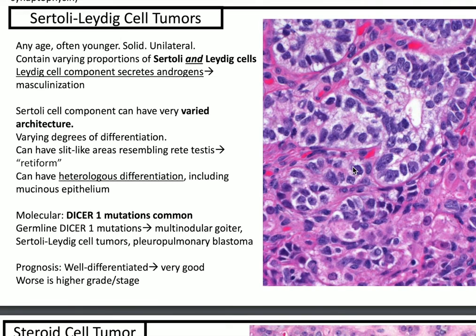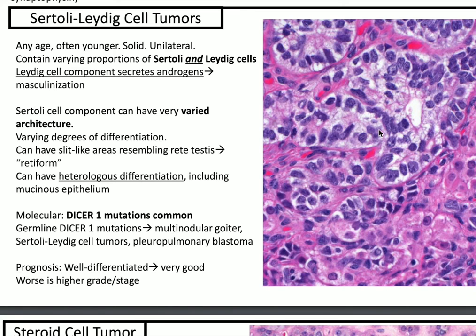Sertoli-Leydig cell tumors. This can happen at any age, often younger, solid, unilateral, and contains varying proportions of Sertoli and Leydig cells. The Leydig cell component secretes the androgens, leading to masculinization. The Sertoli cell component can have varied architecture, varying degrees of differentiation, can have slit-like areas resembling rete testis, quote-unquote retiform, can have heterologous differentiation, including mucinous epithelium. Molecularly, common mutations are DICER1.